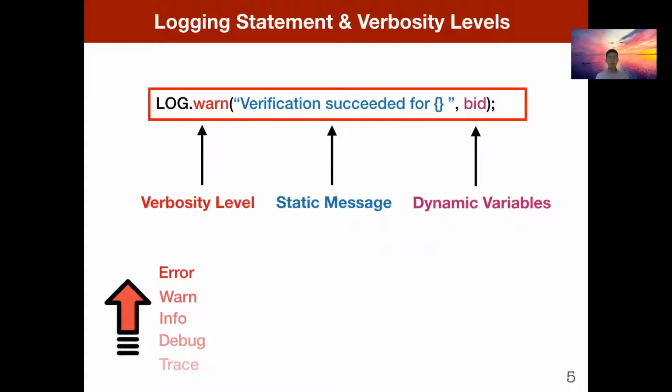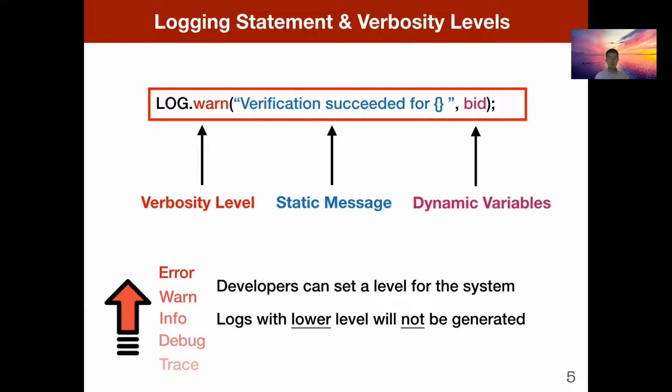Logs are generated by logging statements, which are snippets of code that generate logs. A logging statement also contains a log level, some static messages, and probably some dynamic variables. For the verbosity level, they can be as low as trace or as high as error. Developers can configure the level for a system so that log levels lower than that will not be generated.